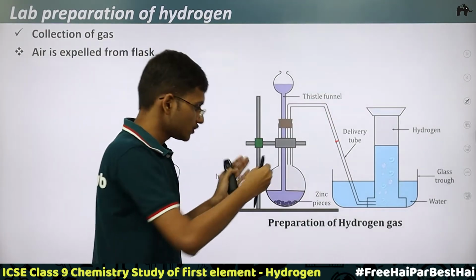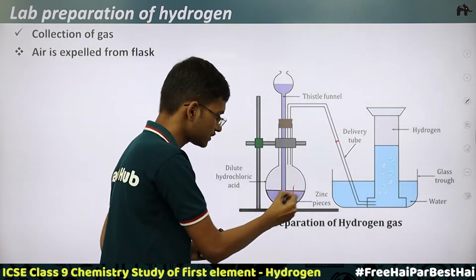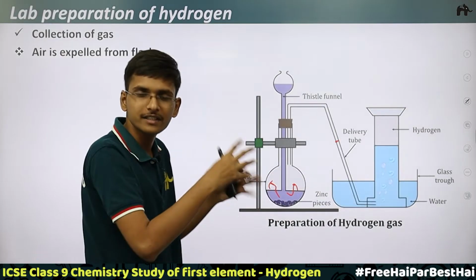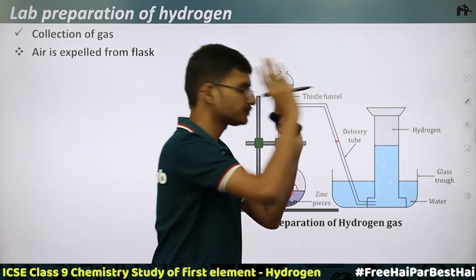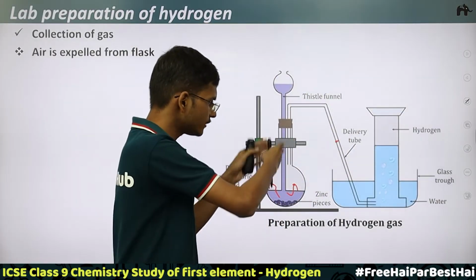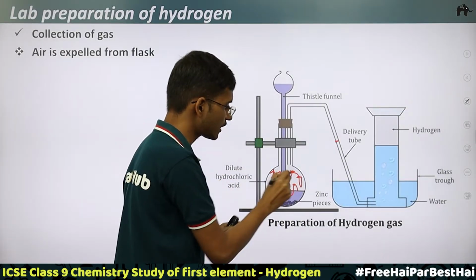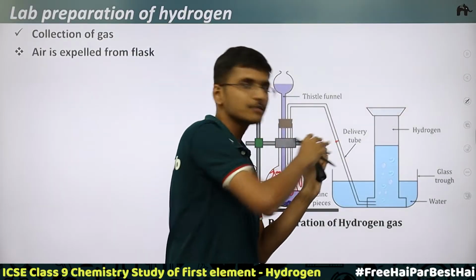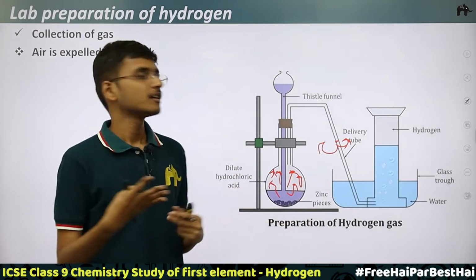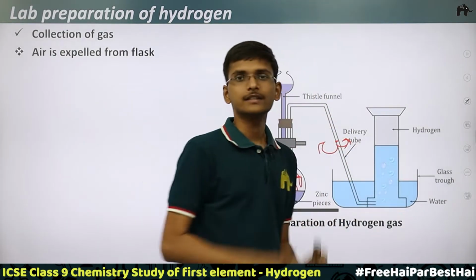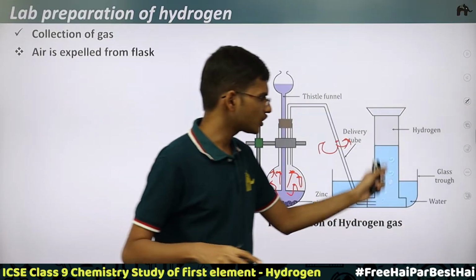Got the point? So when the reaction starts, hydrogen gas is getting released in the flask, and we will wait till all the air in the flask is removed. Now when all the air from the flask is removed, what would be in the flask? Only hydrogen gas. And now when only hydrogen gas starts to come off through this delivery tube, we would put this delivery tube in this inverted glass jar, which has water in it.